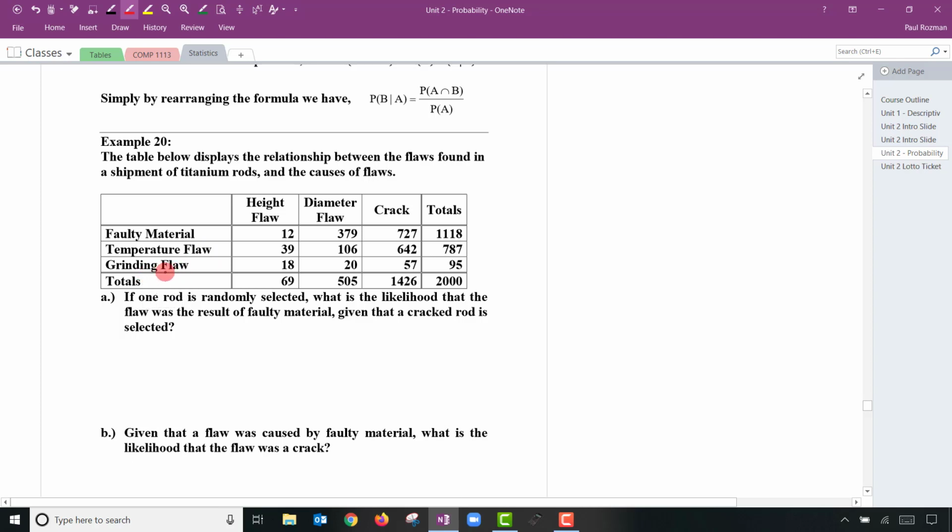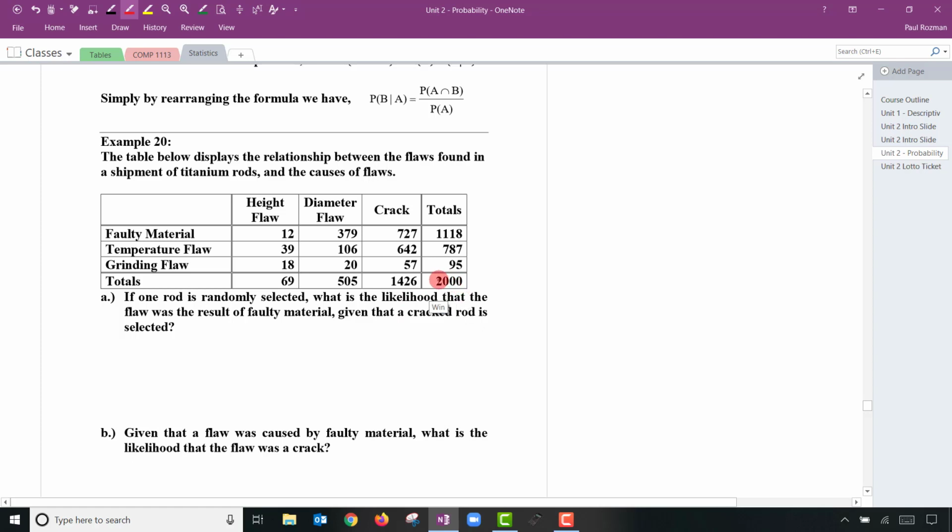Maybe when they were grinding them during the process, that caused some sort of inconsistency there. So if we look at this chart of the 2,000, 12 times we saw a height problem where there was faulty material. 57 times we saw there was a crack and a grinding flaw at the same time. So now we can ask some probability questions about this group of titanium rods.